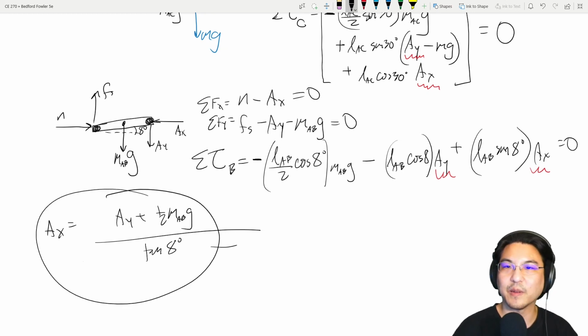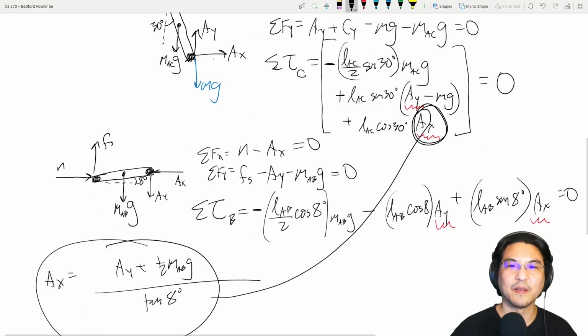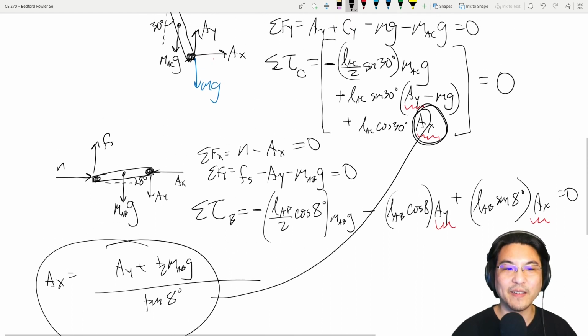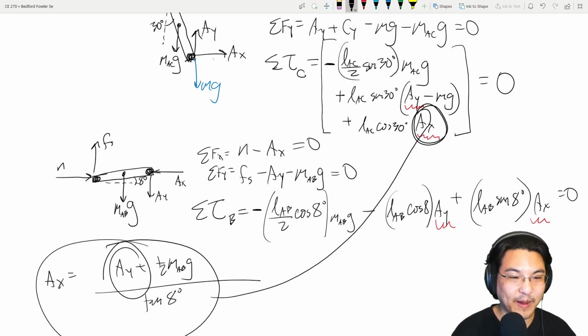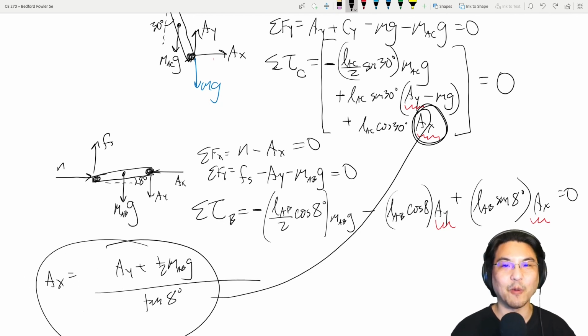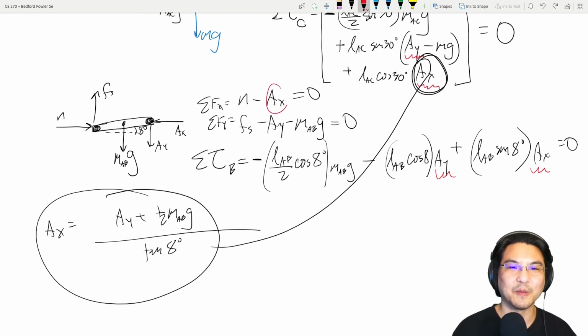Take that, plug it in right here. So then what you have is an equation in terms of only AY. So solve for AY. And then take that value, plug it back over here. Then you solve for AX. So now you have both AX and AY. Take AX, plug it in right here. Then you have CX. Take AY, put it here. Now you have CY. Take AX, substitute it right here.